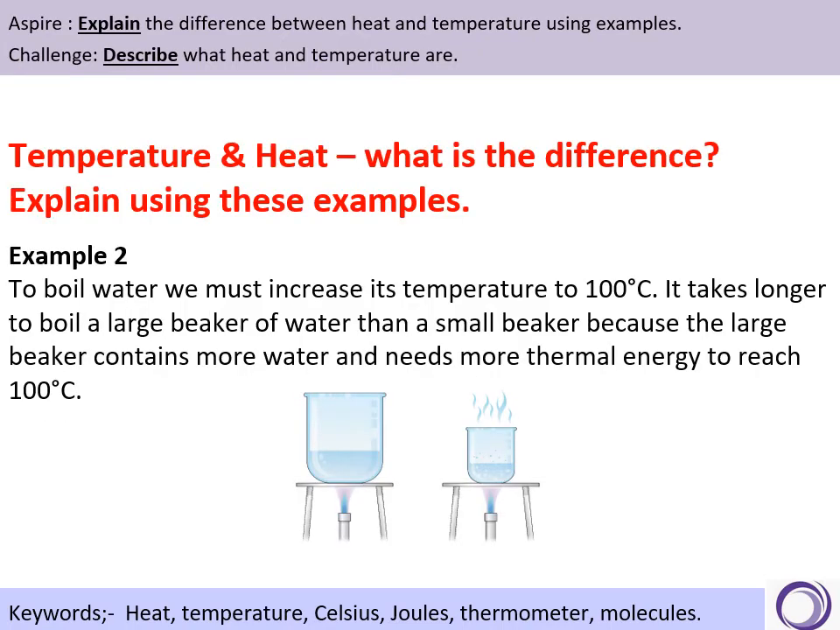Example 2. To boil water, we must increase its temperature to 100 degrees Celsius. It takes longer to boil a large beaker of water than a small beaker of water because the large beaker of water contains more water and needs more thermal energy to reach 100 degrees Celsius.